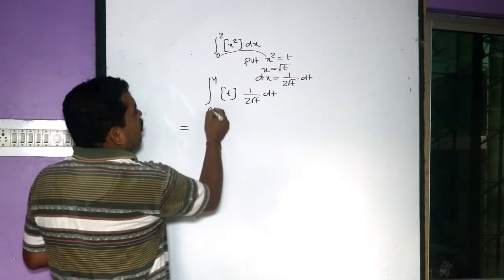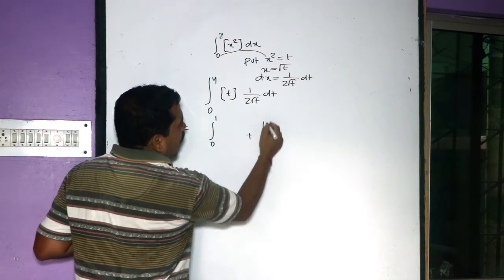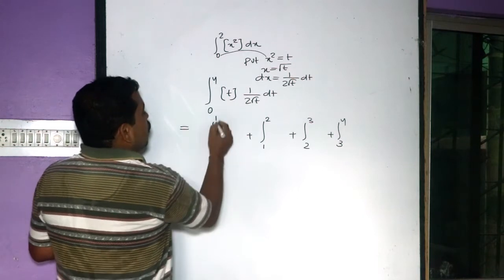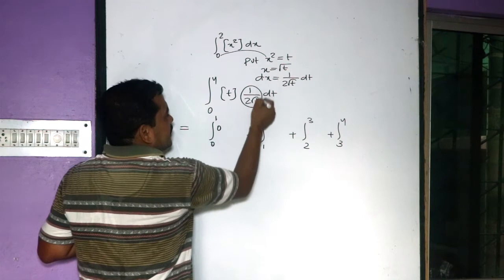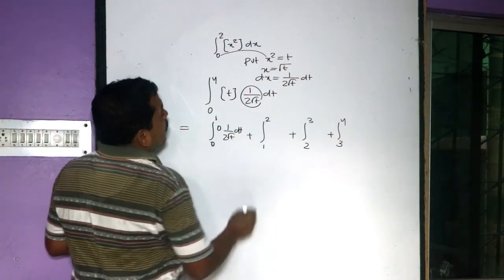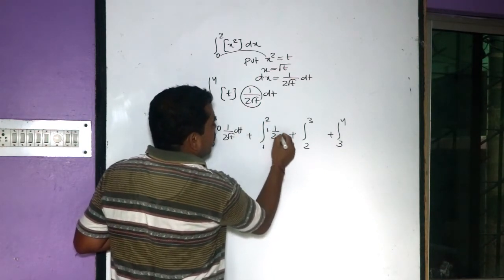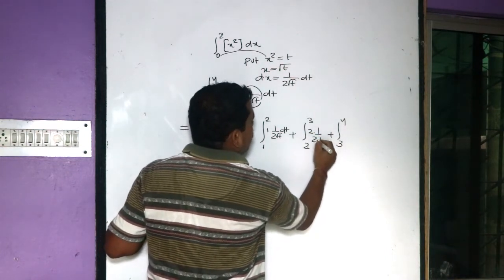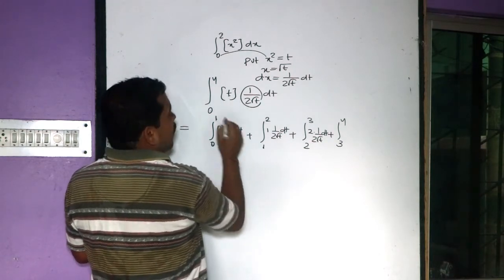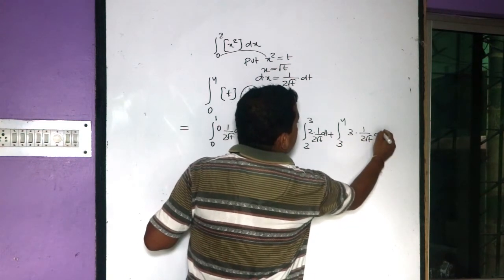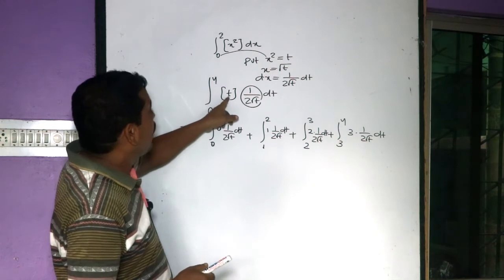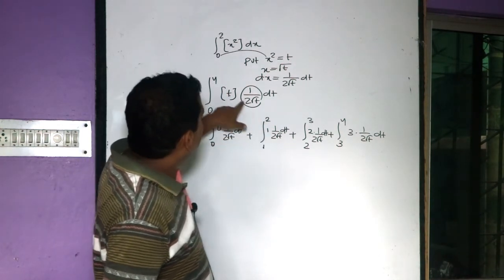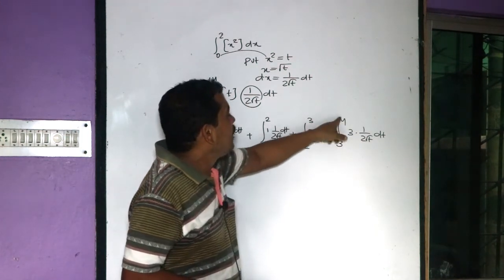Now we can divide the interval 0 to 4 as 0 to 1, 1 to 2, plus 2 to 3, plus 3 to 4. From 0 to 1 the bracket value of t is 0 and it will be 1 by 2 root t dt. The bracket value from 1 to 2 is 1, it will be 1 by 2 root t dt. The bracket value of t from 2 to 3 is 2, 2 into 1 by 2 root t dt. The bracket value of t from 3 to 4 is 3 into 1 by 2 root t dt. First you have to evaluate the value of the bracket. From 0 to 1 the bracket t is 0. From 1 to 2 the bracket t is 1. The value of the bracket t from 2 to 3 is 2 and from 3 to 4 is 3.